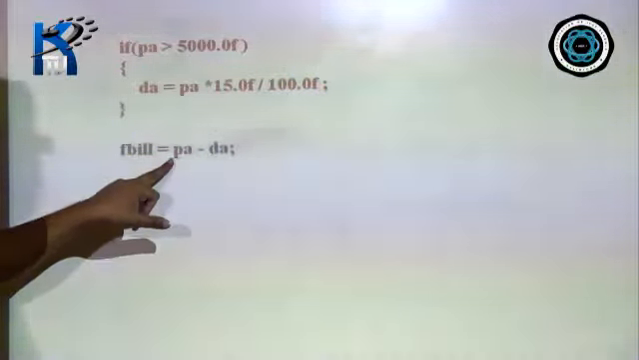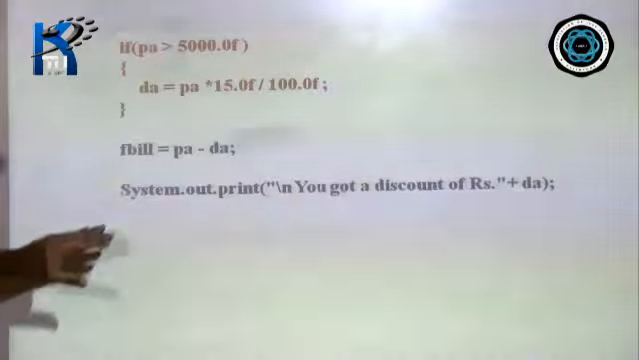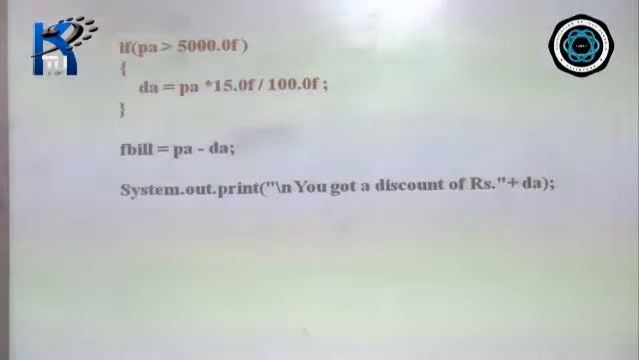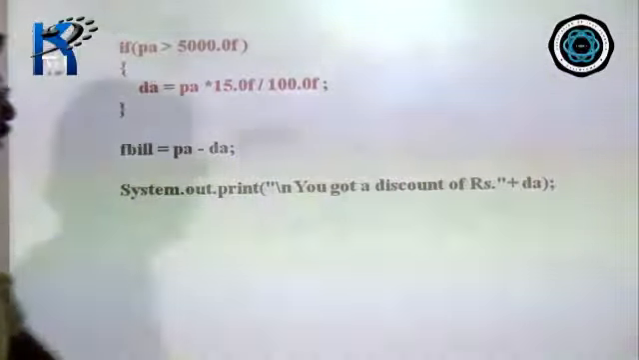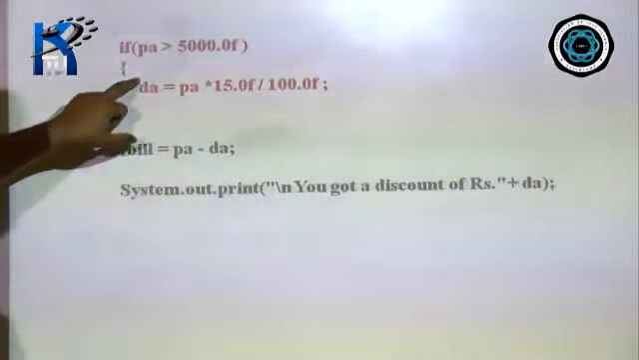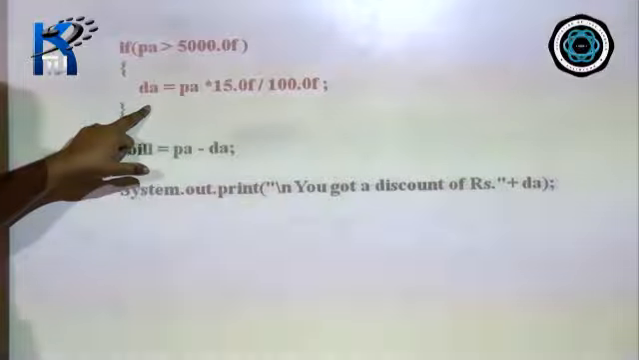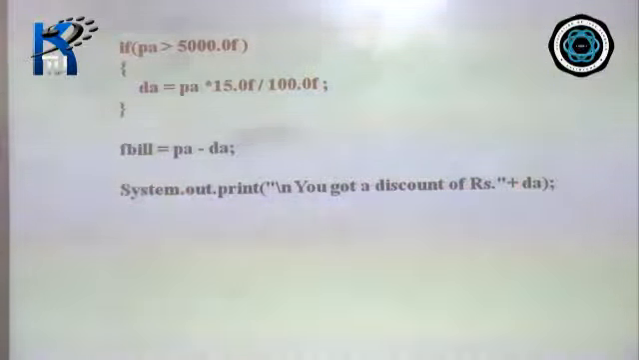In case the control doesn't enter here, then DA remains as 0. So purchase amount minus 0 will be the purchase amount itself. Fine. Now we need to display the information, the final bill and the discount amount. So we write system.out.print and we give the remark, you got a discount of whatever is the discount amount that will be displayed. Remember, discount amount is stored in DA after this calculation. So DA will be displayed.